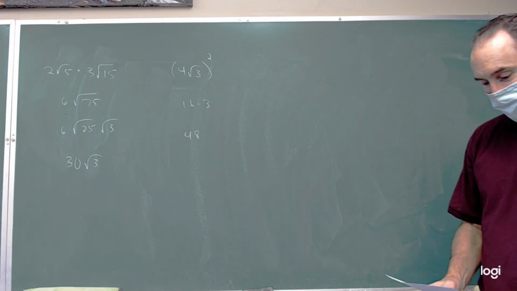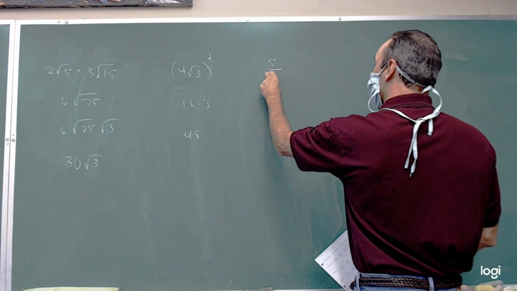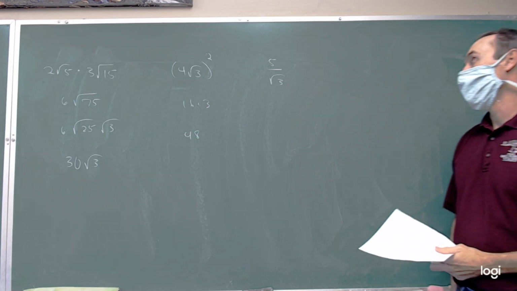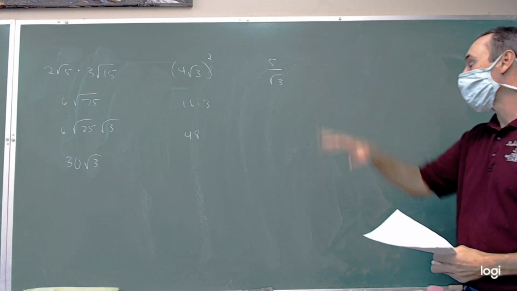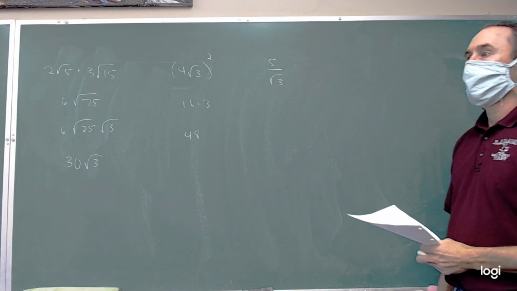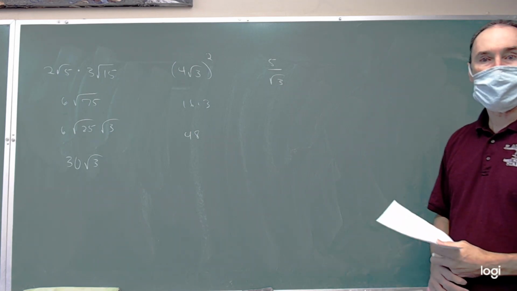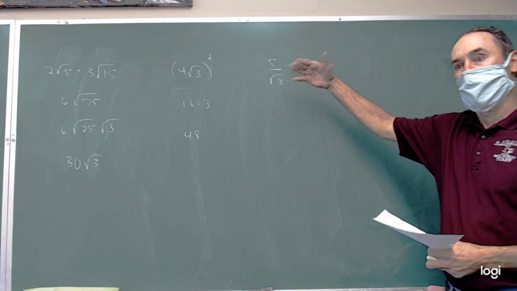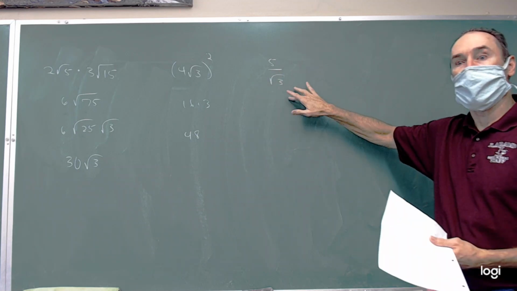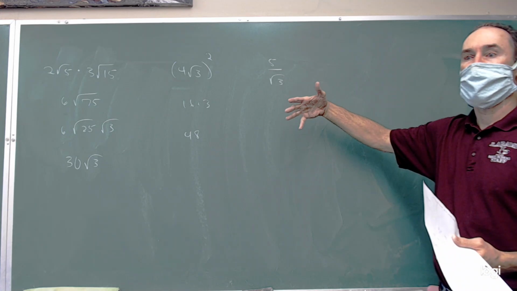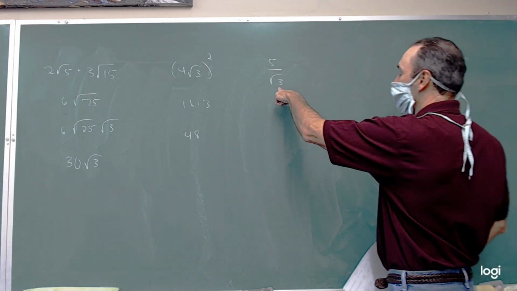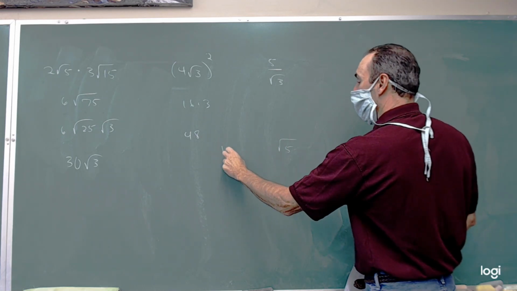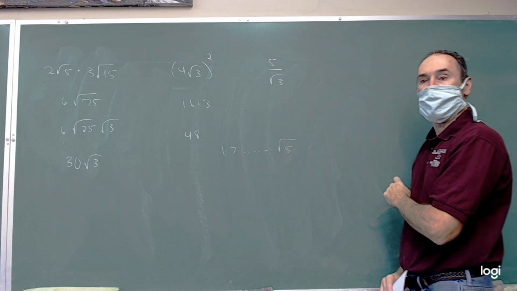Now, if we have something like, say, 5 over square root of 3, this is not considered simplified. Historically, it goes back to the days before easy access to calculators. The square root of 3, the square root of something that doesn't come out even, is an irrational number. That's a non-terminating, non-repeating decimal like pi. So if you didn't have a calculator and you were going to try to divide 5 by something that never terminates and never repeats, it's really hard to do.